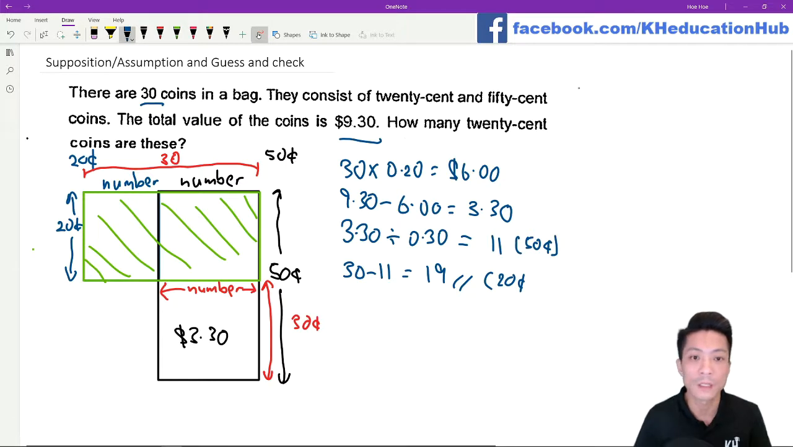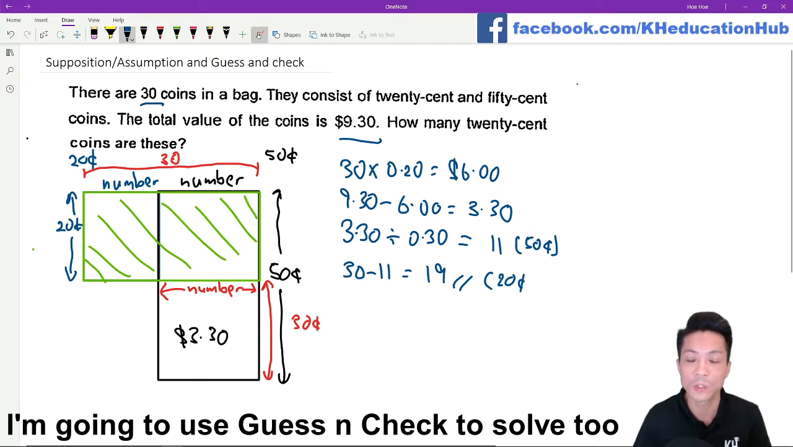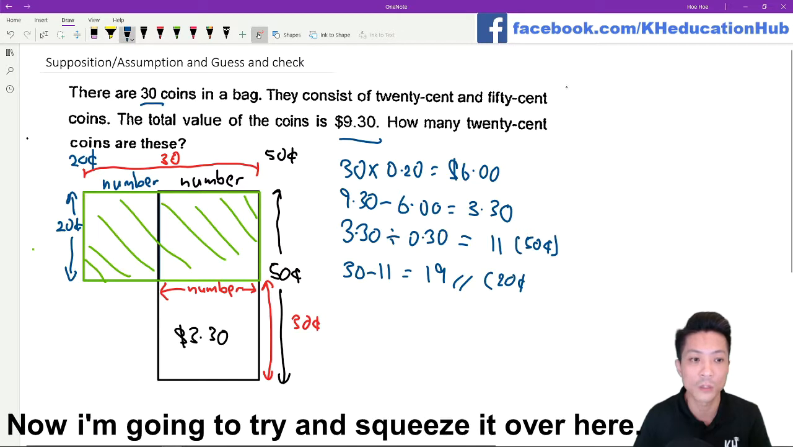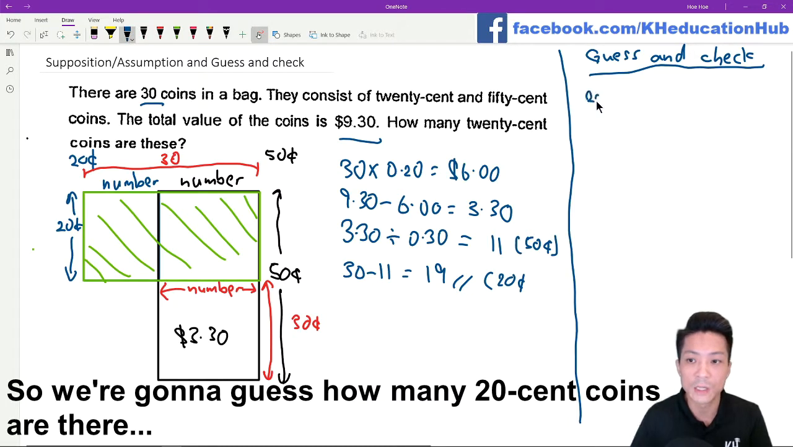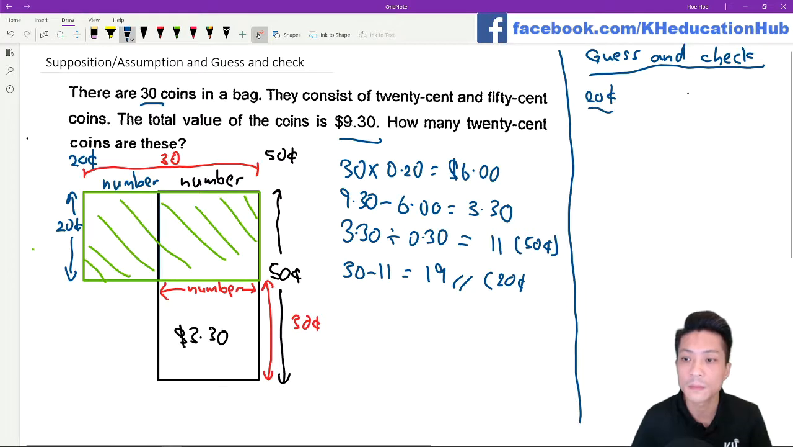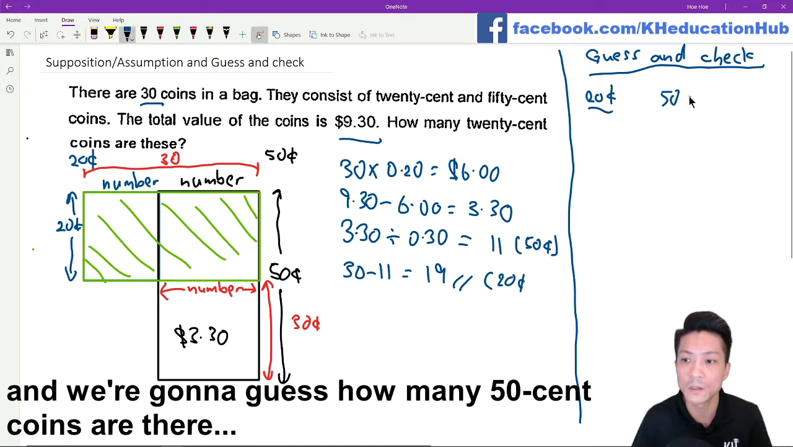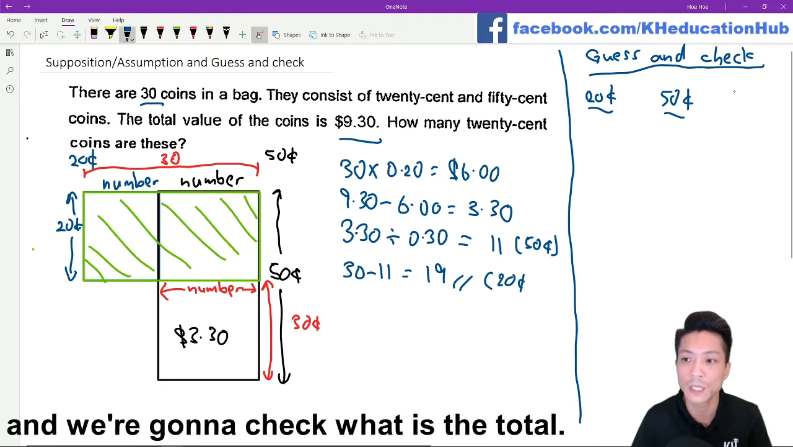Okay, I'm going to use a guess and check way to solve also. Now I'm going to try and squeeze it over here. This is going to be the guess and check way. So we're gonna guess how many 20-cent coins there are, and we're gonna guess how many 50-cent coins there are. And we're gonna check what the total is.